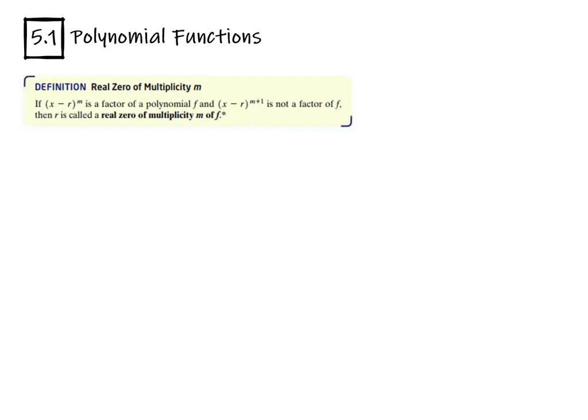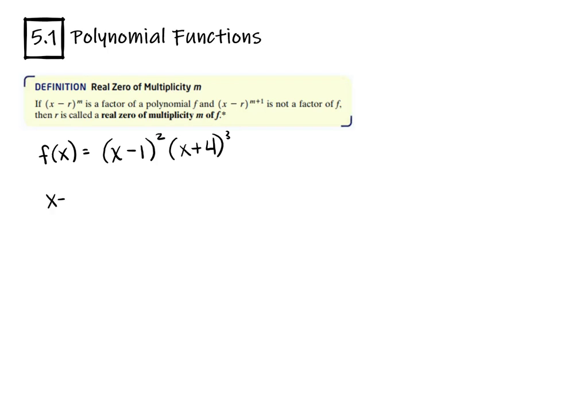We have another definition called the real zero of multiplicity m. It's actually very easy to identify the multiplicity of each real zero. This definition makes it look more complicated than it actually is. Why don't we go through a few examples so that it helps you understand what this definition is saying. In our first example, we see that we have several factors. This is actually a 5th degree polynomial, but it only has 2 different real zeros, and each of these real zeros has a different multiplicity. Let's look at each factor individually.